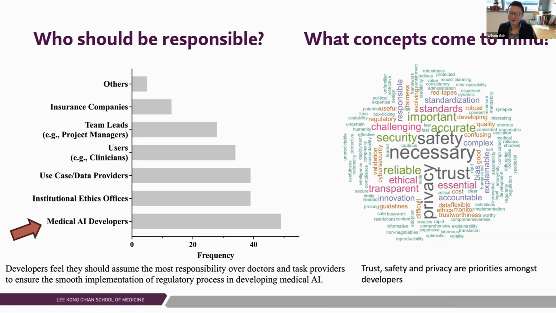So in other words, if you interpret this very directly, it just meant that many of the respondents felt that regulatory guidelines and frameworks are necessary. But that's actually not the concept that we were looking for, though it's good to hear that they feel it's necessary. If we look at concepts, you'll see that trust, safety, and privacy are priorities amongst developers, which is not unlike concerns expressed by practitioners in the medical field.